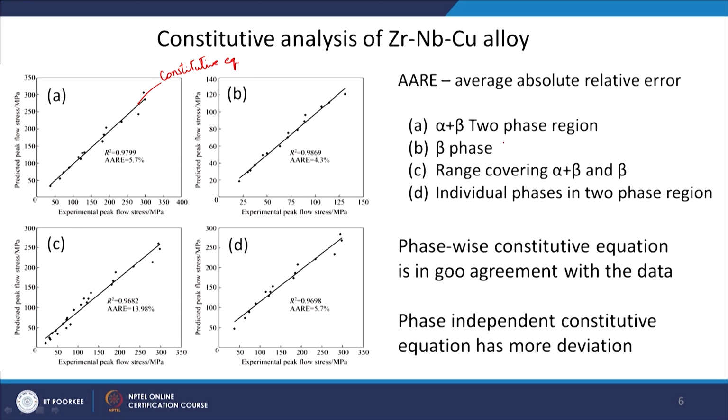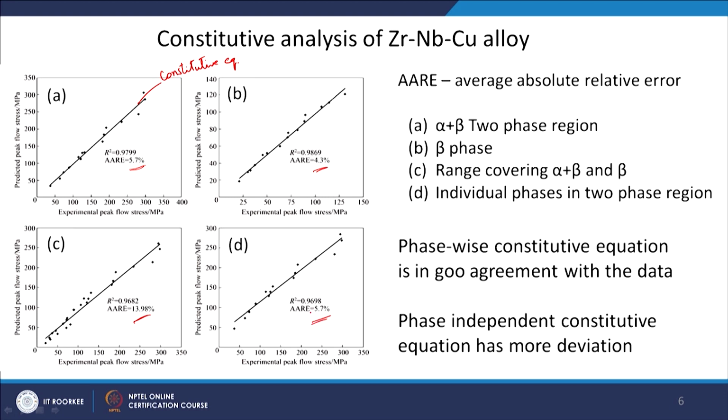The first case is where we have taken the alpha plus beta two phase region; 0.98 when we did it for only the beta phase; 0.96 when we used the whole temperature range without looking at the flow stress data; and 0.96 when individual phases in the two phase region were used to find out the flow stress. And their average absolute relative error is also calculated: 5.7%, 4.3, 13.98 and 5.7.